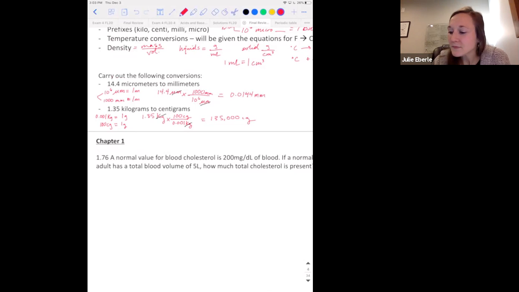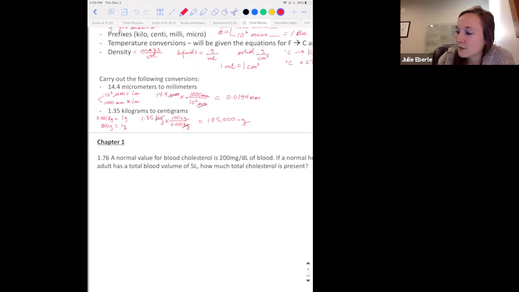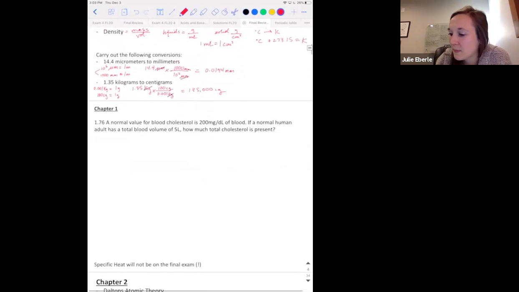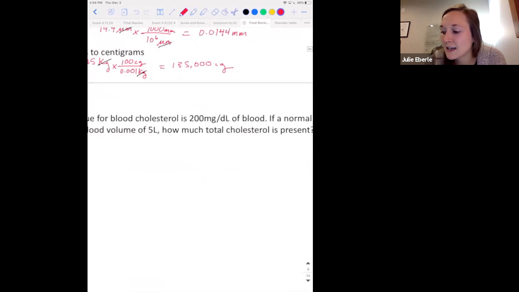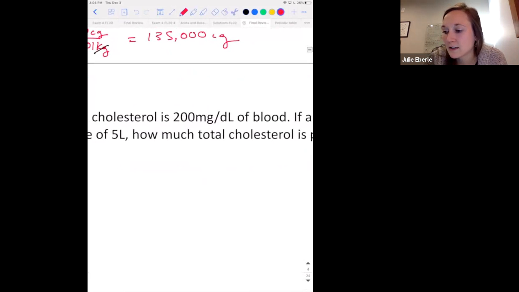So, all right, we're going to work a word problem now. And this is 1.76 from the textbook. You might even recognize it. It's just a good little kind of remind yourself how to work word problems like this. So the normal value for blood cholesterol is 200 milligrams per DL. What is DL? It is deciliter.